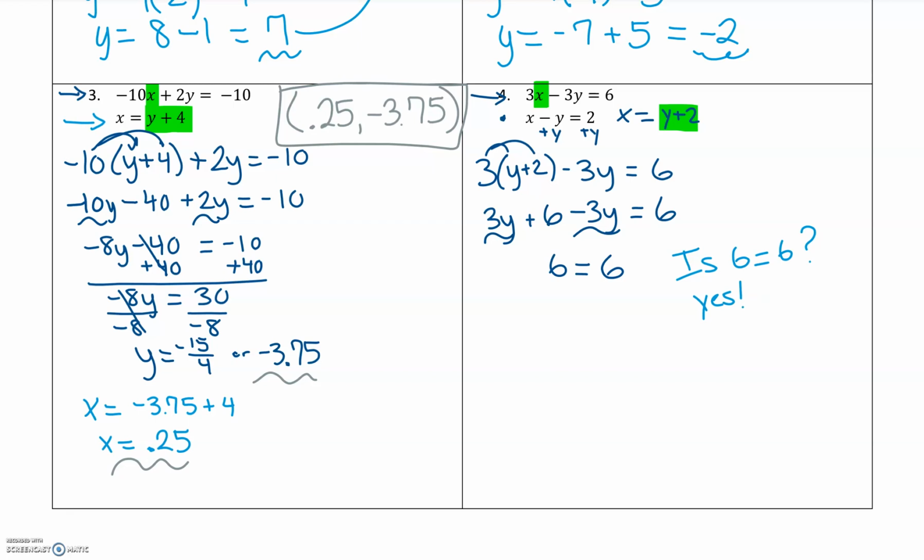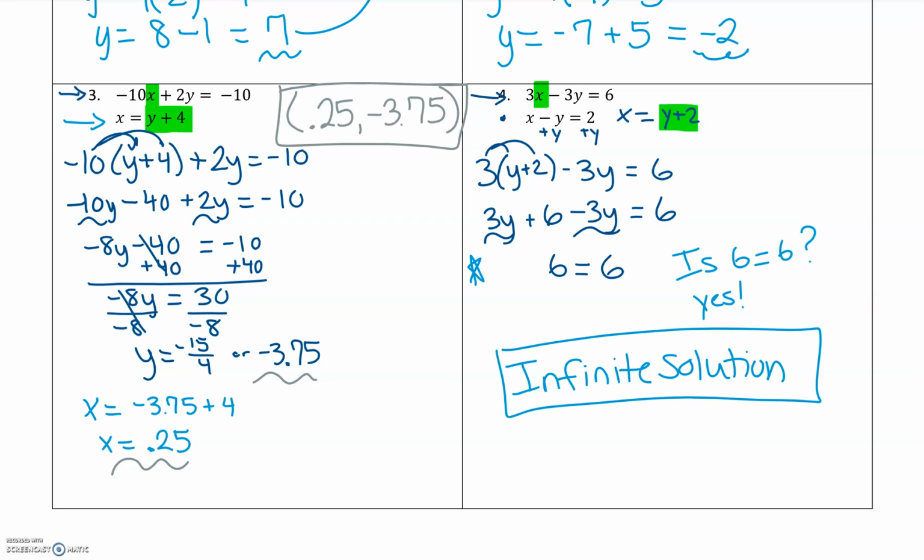So what that means for this problem, and this is a very special problem, is that we'll call it infinite solutions. Okay, if we were to graph these two equations, they would be the exact same line. That means that one of them would be exactly on top of each other. So let's kind of put a note about that.